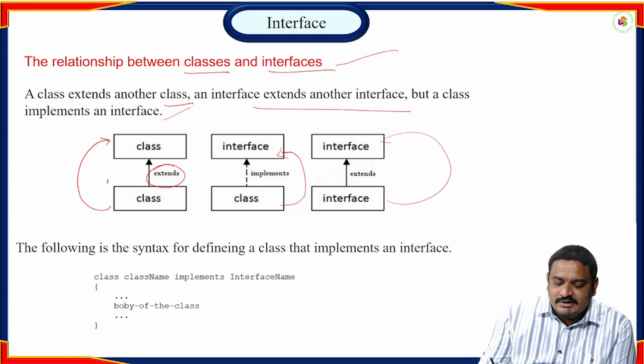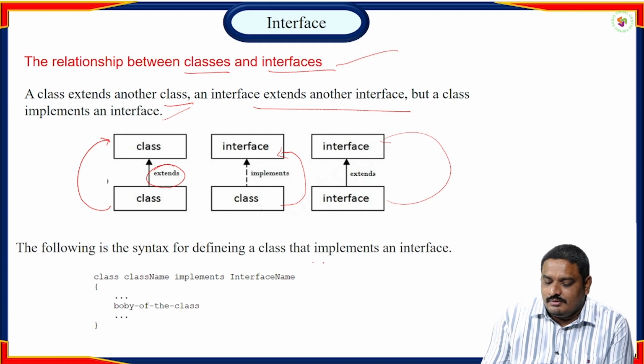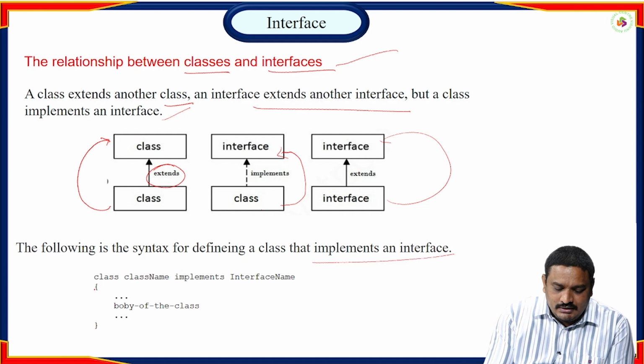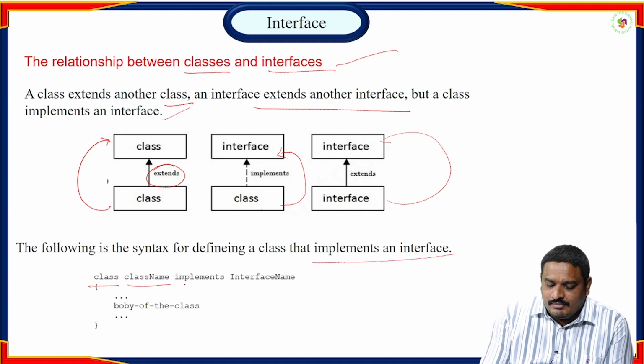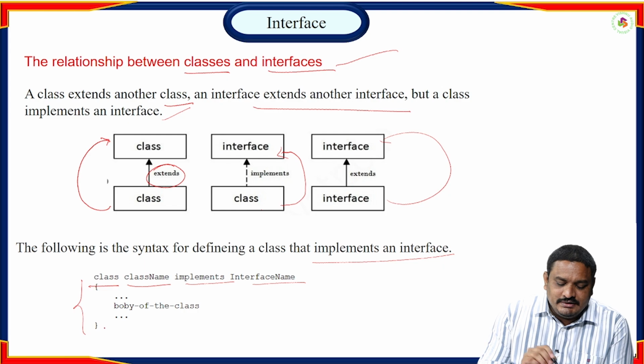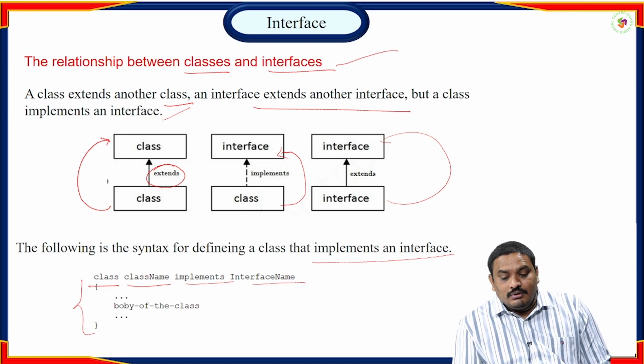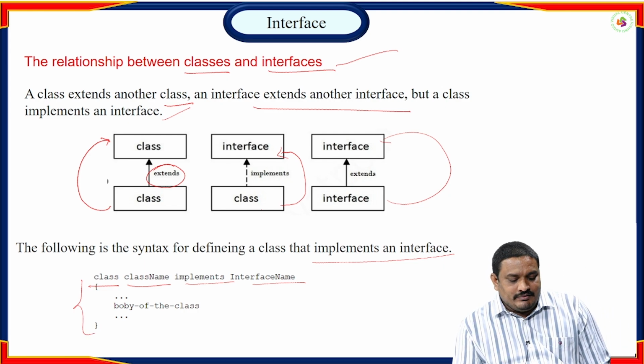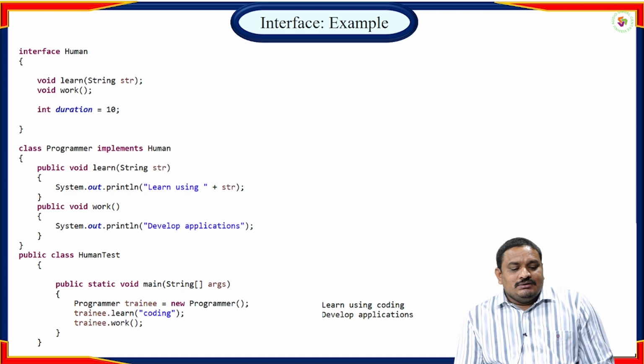What is the general syntax for implementing an interface? It is the class name, implements, and the interface name. That is the syntax of implementing an interface. See this example.